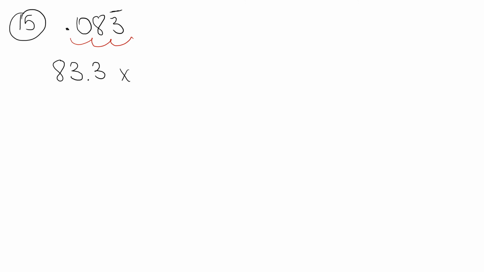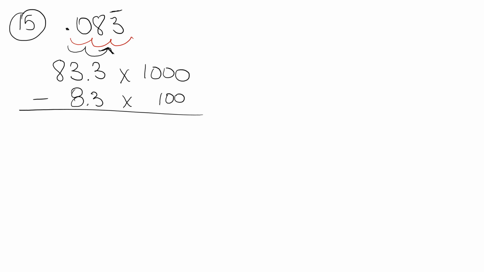Number 15. 0.083, the 3 is the only number repeating, so we have to move our decimal to the end of the number. Remember, the 3 is repeating. So this would be 83.3 times, I moved it 3 places, so that would be 1,000. Then you want to come back and move the decimal directly in front of the repeating number. So that would be 8.3. I moved it 2 places, so that would be times 100.